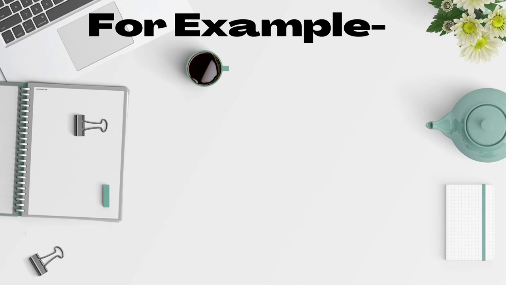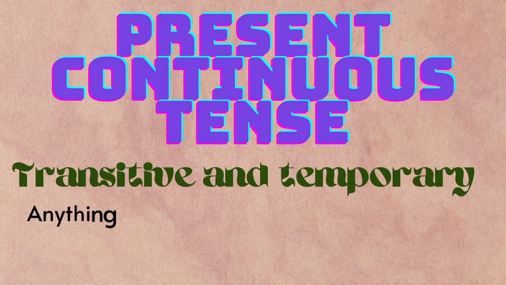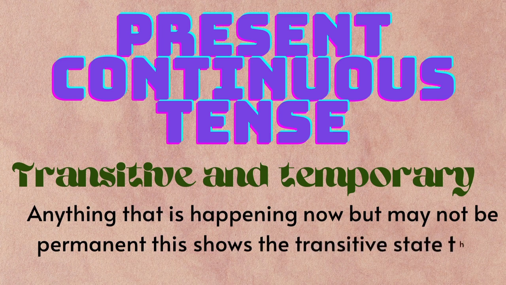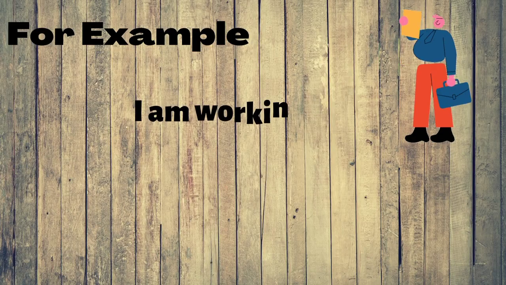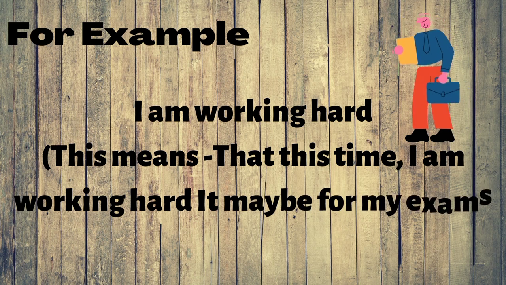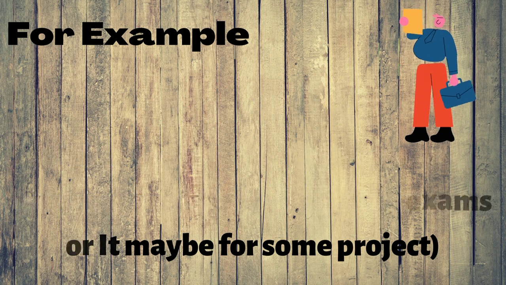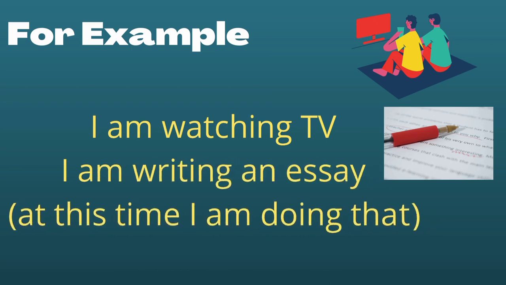On the contrary, if we talk about present continuous tense, it is transient. It is temporary. Anything that is happening now but may not be permanent. So this shows the transient state that at this time I am doing this. For example, I am working hard. This means at this time I am working hard. It may be for my exams, it may be for some project. At this time I am working hard, but this is not my permanent habit. I am watching TV, I am writing an essay. At this time I am doing that.